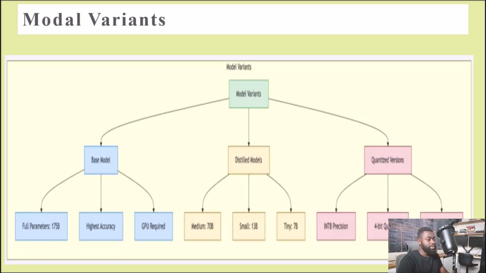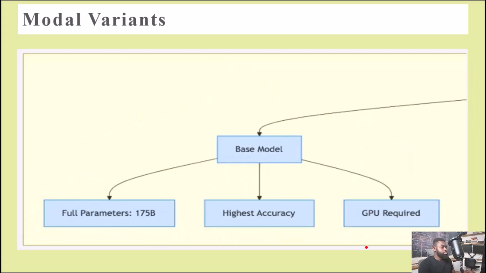All right, let's take a look at the model variants with a little more detail, because it's important to understand them in the grand scheme of things. Here is a diagram. We have the model variants at the top, and then these categories: the base model, the distilled models, and the quantized version. Let's break all of them down so we can see each one. So, the base model, what is that?